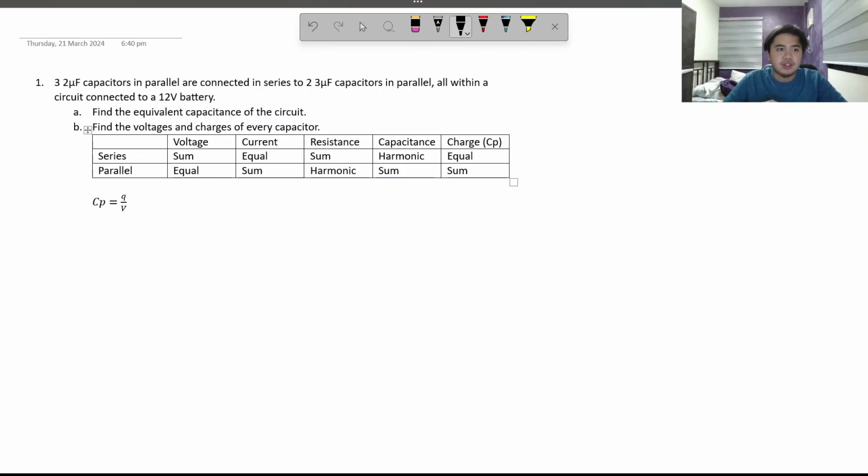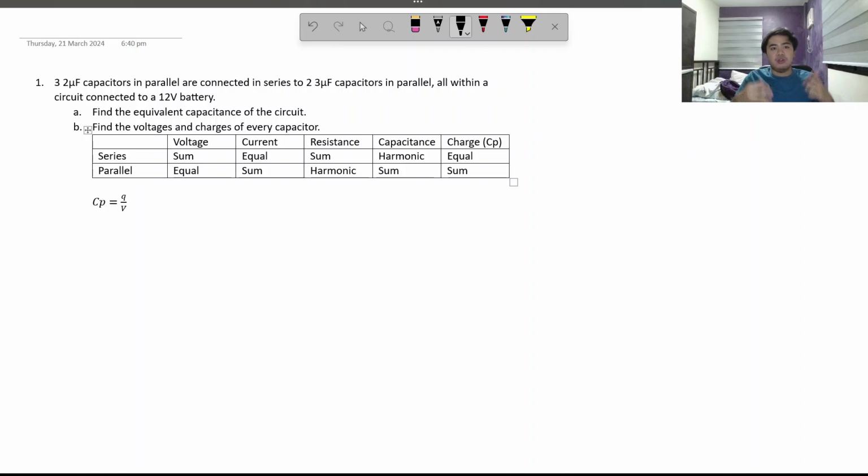Three 2 microfarad capacitors in parallel are connected in series to two 3 microfarad capacitors in parallel, all within a circuit connected to a 12-volt battery. We are tasked to find the equivalent capacitance of the circuit and the voltages and charges of every capacitor. Now, how are we going to solve this?